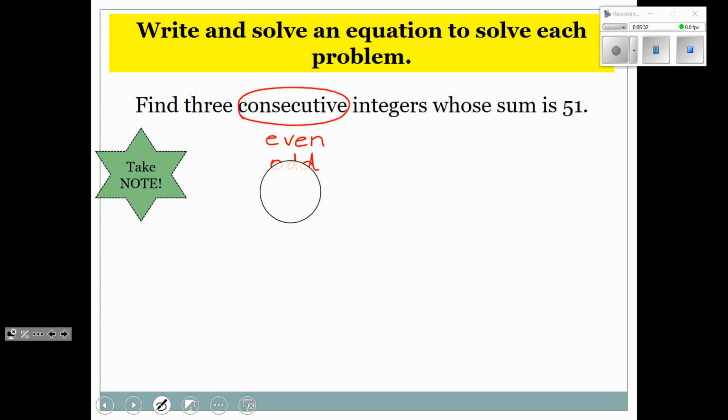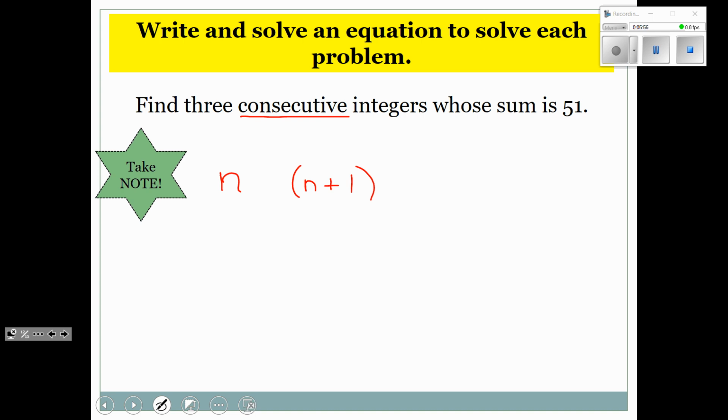To understand that helps us to set up our equation. We know here that we're looking for consecutive integers, so we're counting by 1. We always give ourselves a variable for the first integer. Since it's consecutive integers, the next number is going to be 1 more than the first one, so we're going to write the second number as n plus 1. For the next consecutive integer, it's going to be the original number plus 2.